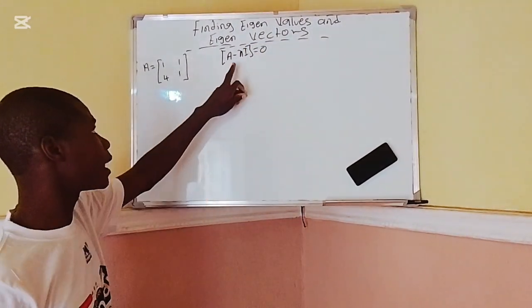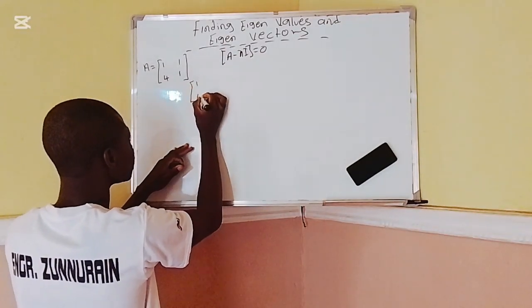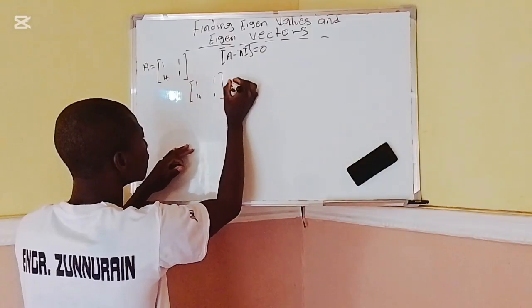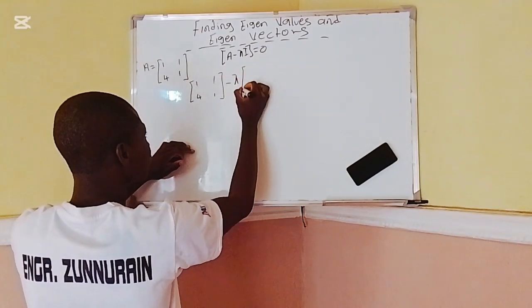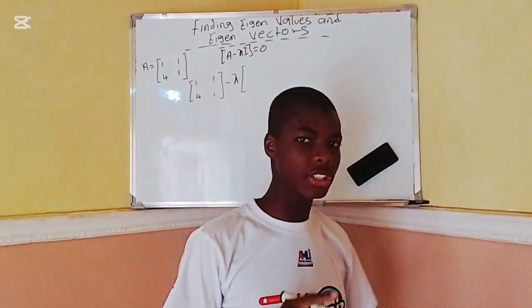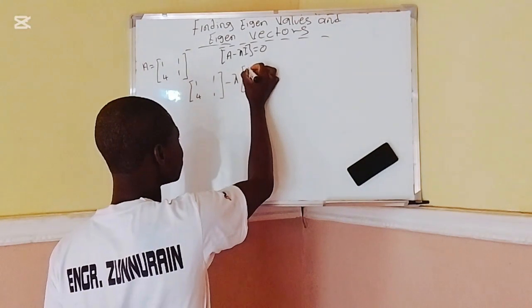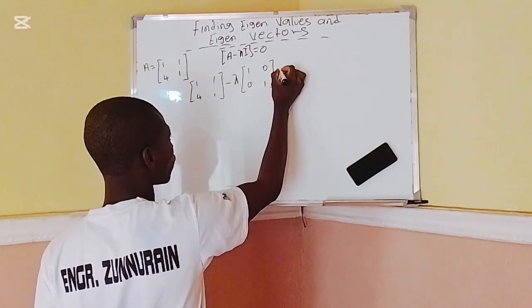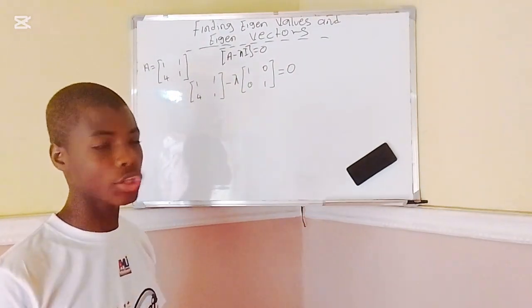It means the matrix A, 1, 4, 1, and 1, minus lambda multiplied by the identity matrix. What is the identity matrix of a 2 by 2 matrix? The identity matrix of a 2 by 2 matrix is 1, 0, 0, and 1. And then it will be equal to 0.